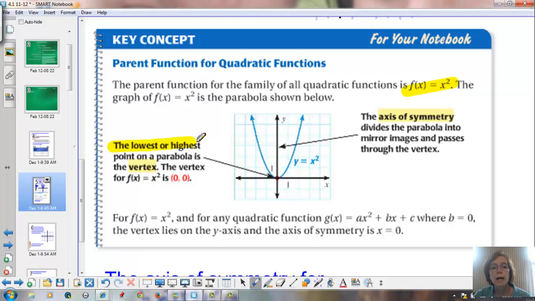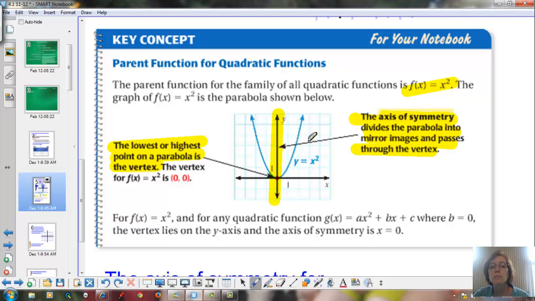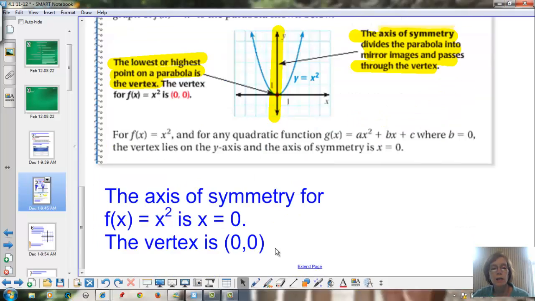The lowest or highest point on the parabola is called the vertex. So the vertex for our parent function is right here at 0, 0. There is an axis of symmetry. It will divide the parabola into mirror images, and it always passes through the vertex. So here's your axis of symmetry for the parent function right here, and we can see a mirror image, one side as the other. So to highlight, the axis of symmetry for our parent function is x equals 0, and the vertex is the ordered pair 0, 0.